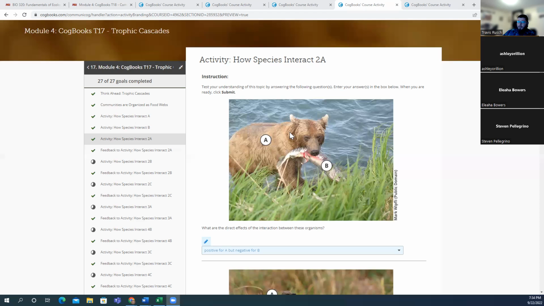He's getting energy from that resource. Yeah, A is getting the food, so it's gaining energy. Why is it negative for B? It's dead. Yeah, because B is dying, right? So its fitness is going to cease or go to 0. And A is going to gain energy, which could potentially increase its fitness. So it's a fitness benefit for A and a negative fitness effect for B.